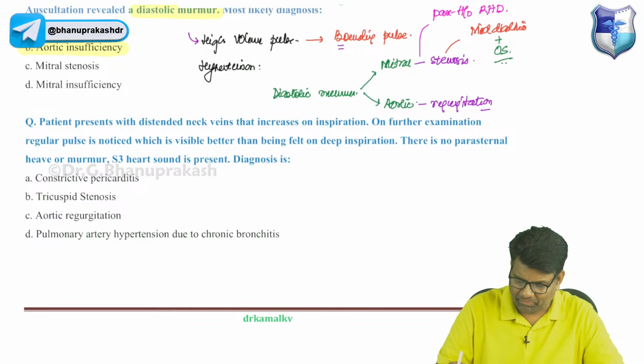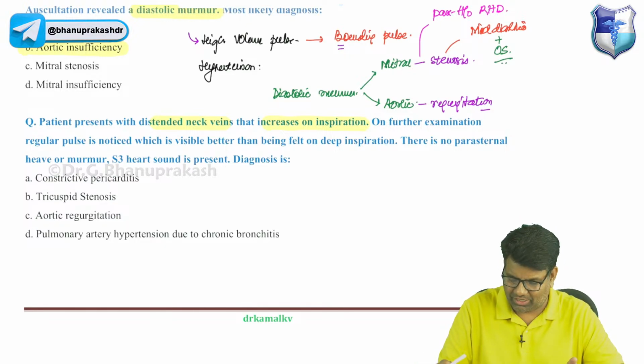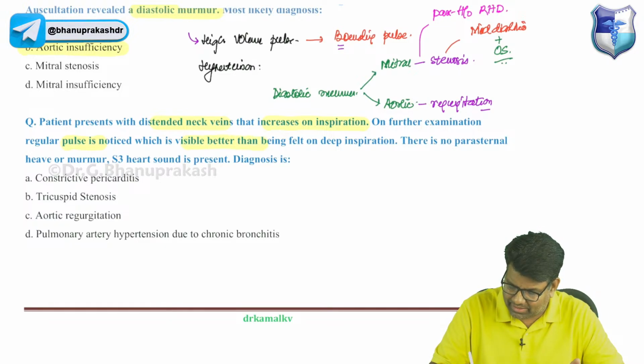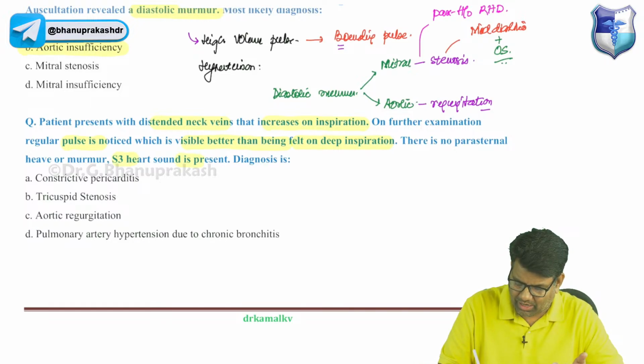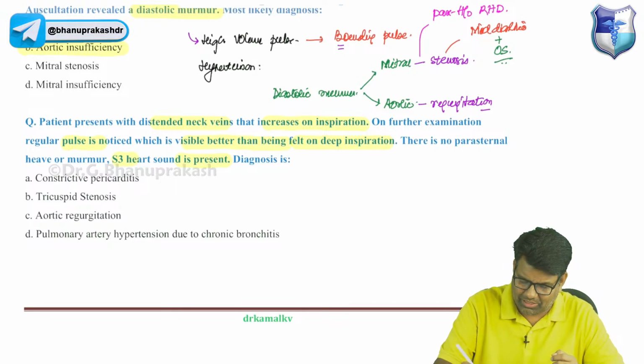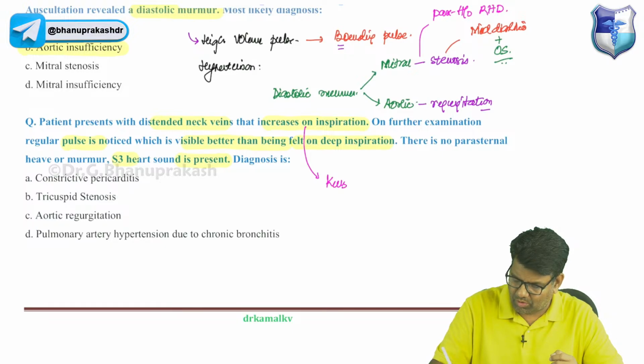Let's move forward. There are distended neck veins which increase further on inspiration, and a regular pulse was there, which is visible better than being felt on deep inspiration. There was no murmur, but there was a third heart sound. Now what can you think here? Very good. The classical presentation given here is Kussmaul sign. This is Kussmaul sign.